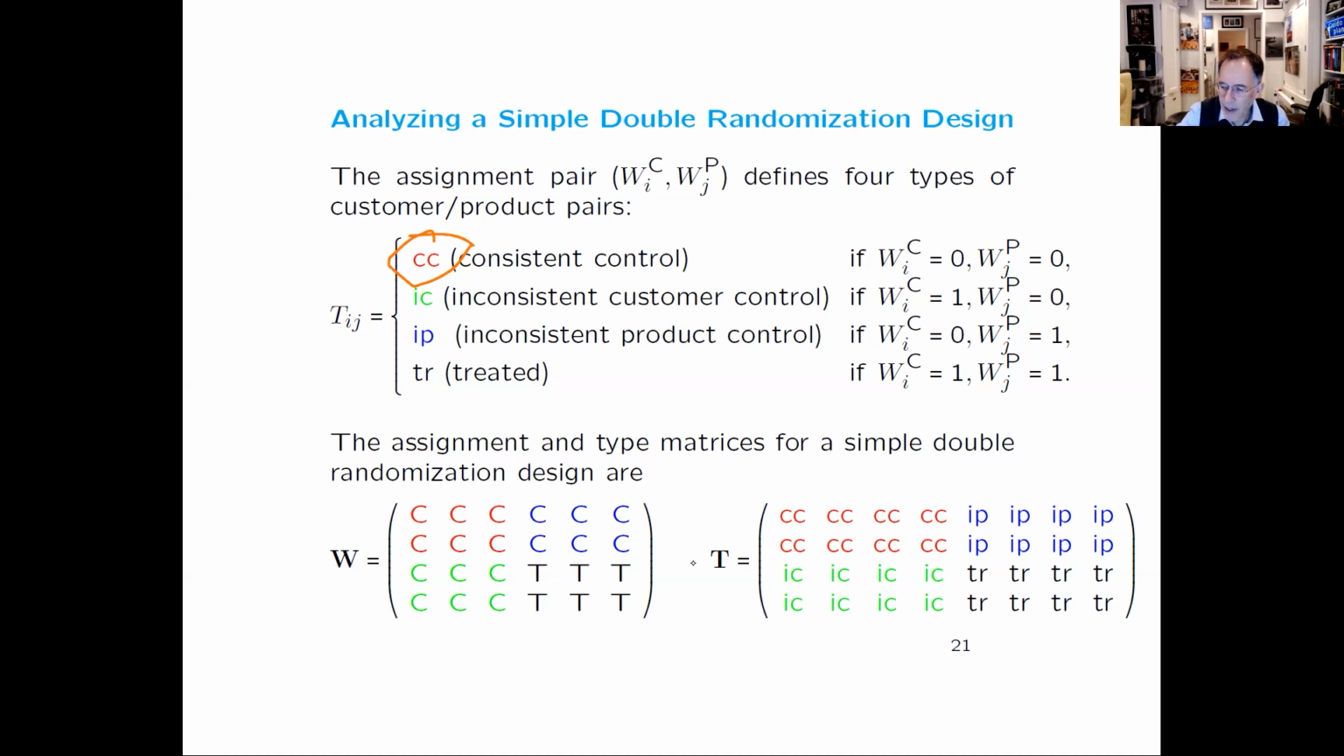But then we also have 2 other control groups. The inconsistent customer controls consist of customers that are sometimes in the control group, but for other products are in the treatment group. And then we have the blue C's that are product customer pairs, where the customers are always in the control group, but the products are in the treatment group for other customers. And that's going to allow us to learn about spillovers within products.